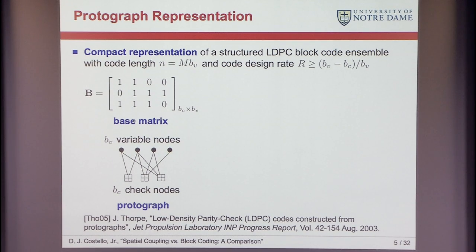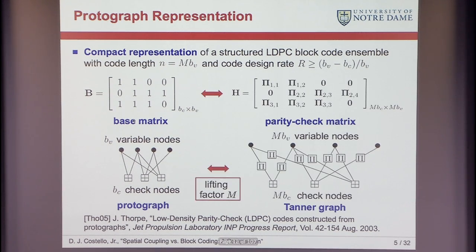Now, I'm going to briefly talk about protograph representations, because most of the work we've done, and the way I'll explain spatially coupled codes, is from the point of view of protographs. A protograph is a compact representation. We can start, if we like, with a so-called base matrix, just a small parity check matrix of a block code. It has an associated Tanner graph. Since it's a small base matrix, it's a small graph. We call it a protograph. And of course, this goes back to Thorpe about 10 years back.